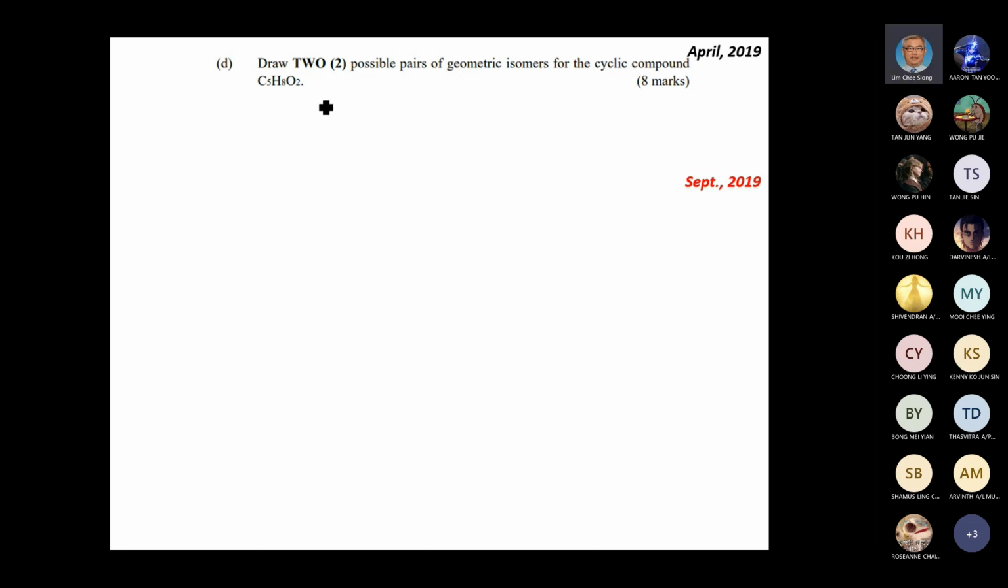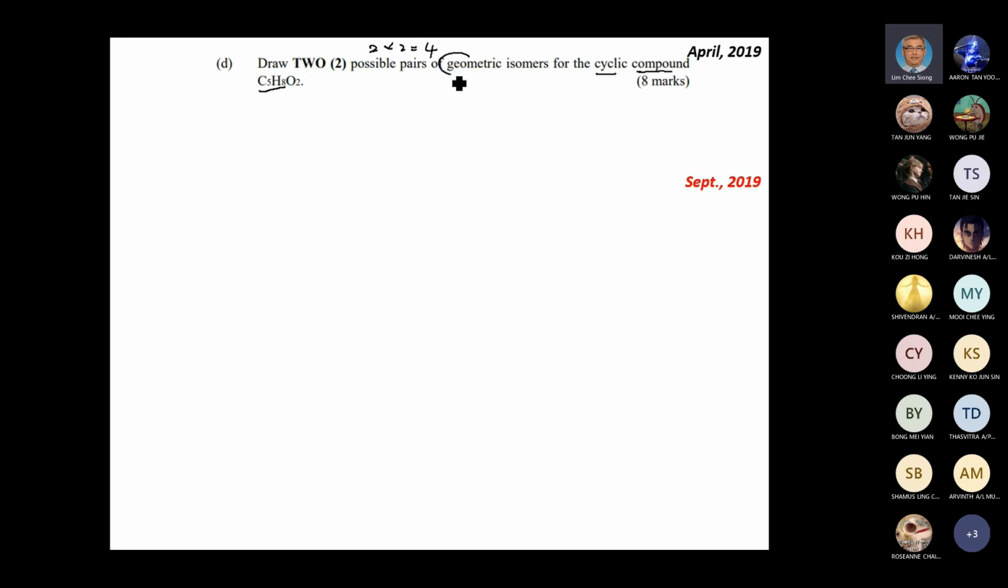Okay, can we have a look? When the question comes out, normally I refer to the chemical formula over here. Draw 2 possible pairs. 2 possible pairs means 2 times 2 equals 4. You need to draw 4 chemical structures.